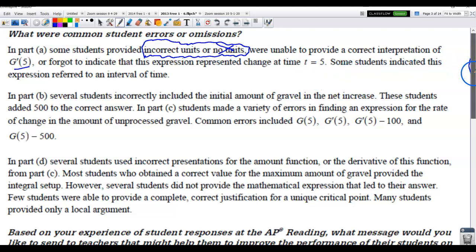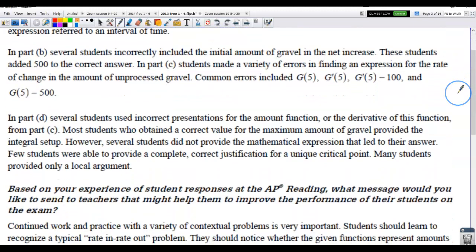Okay, and in Part B, several students incorrectly included the initial amount of gravel in the net increase. So in other words, to determine the amount of unprocessed rock that was being brought in, we did not need the initial condition.